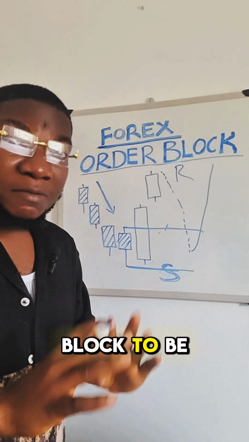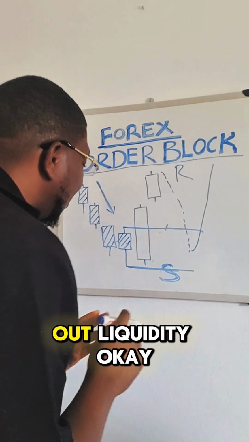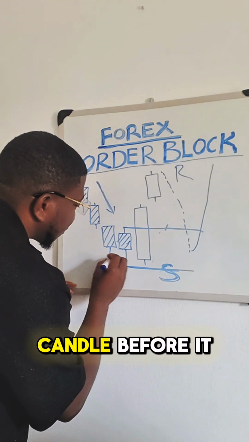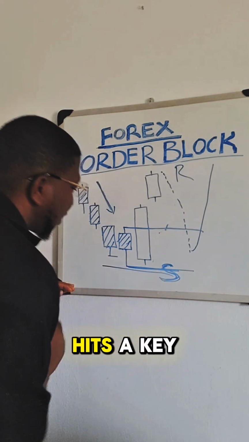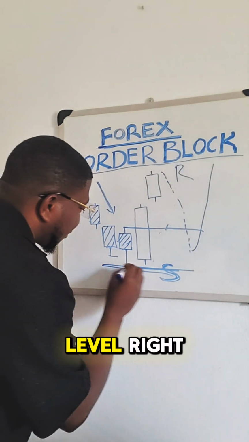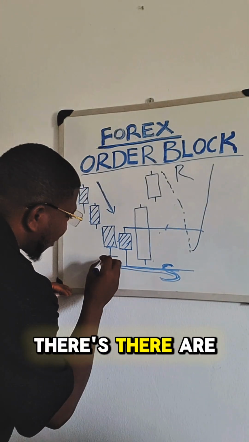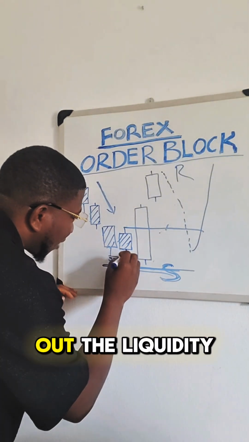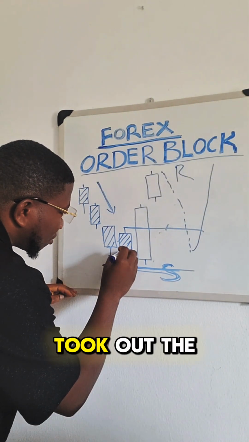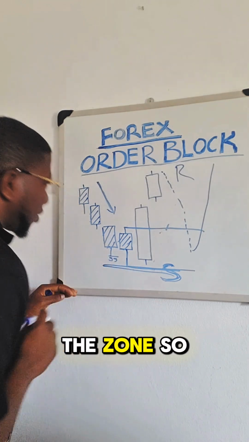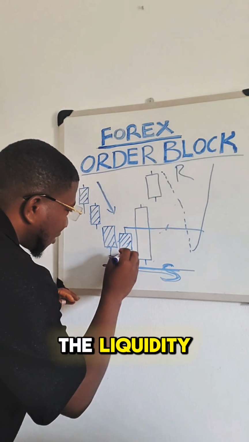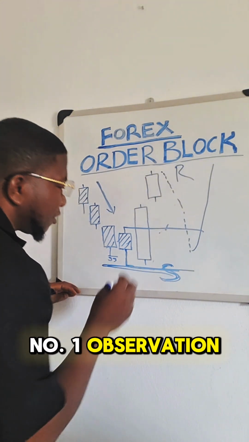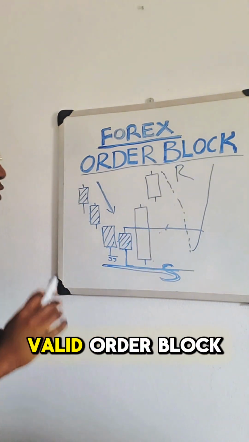For an order block to be valid, it must take out liquidity of the last candle before it hits a key level. Let's say this is our key level, or our support level. There are going to be some liquidities below this last candle, so the market needs to take out the liquidity. You can see how the market took out the liquidity before it hit the zone. The moment the market took out the liquidity and then tapped into this zone, this is my number one observation that this is going to be a valid order block.